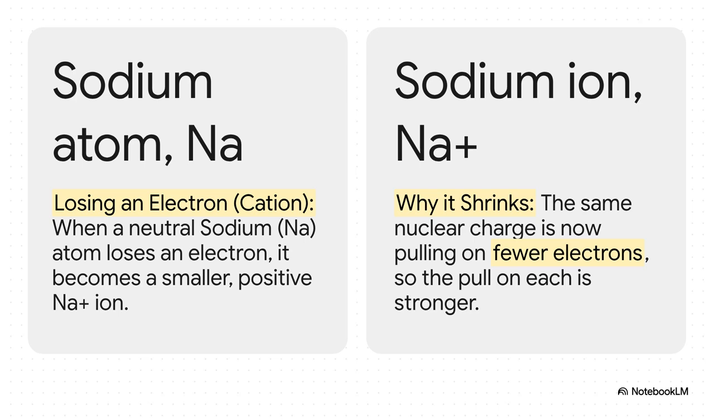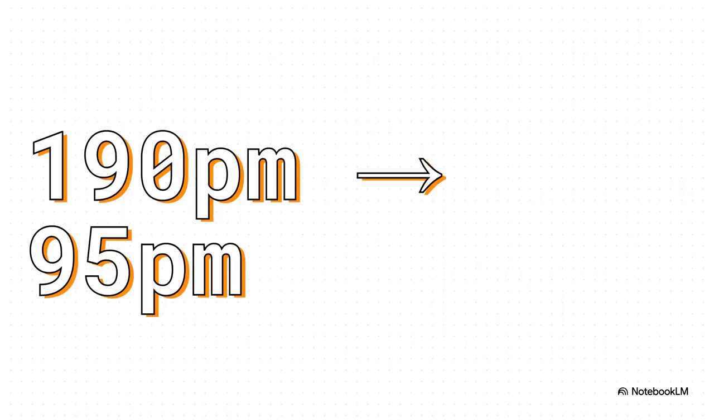Why? Well, think about it. You have the exact same nucleus, the same positive charge, but now it's pulling on fewer electrons. So its grip on each of the remaining electrons gets way stronger, and it yanks them all in closer. And this isn't a small change. A regular old sodium atom is about 190 picometers across, but the sodium ion shrinks down to just 95 picometers. It literally becomes half the size, all from losing just one tiny electron.